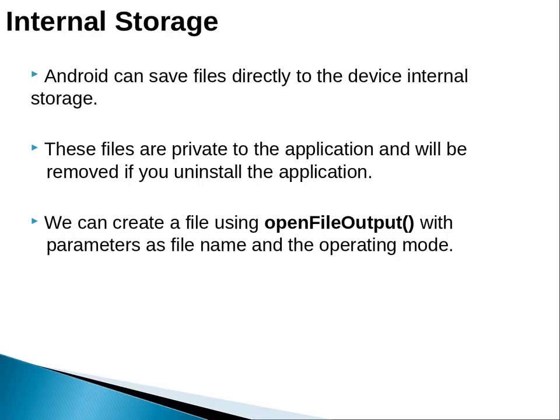With internal storage, Android can save files directly to the device's internal storage. These files are private to the application and will be removed if we uninstall that application. Means if we uninstall that application, our file will automatically be removed from the internal storage. To create a file we have openFileOutput with the file name and some operating mode. Operating mode means private or any other operating modes.